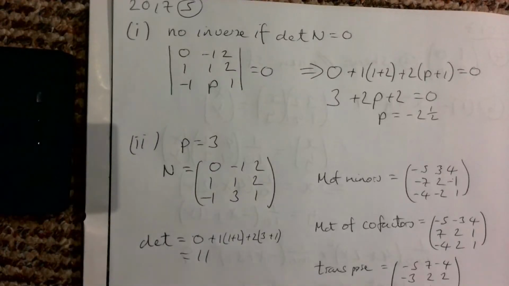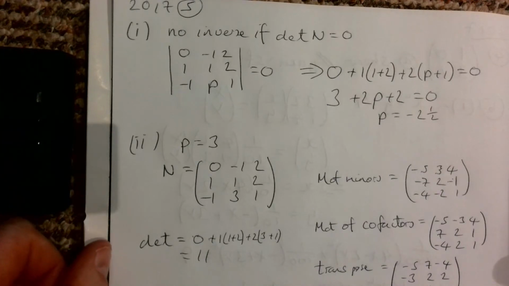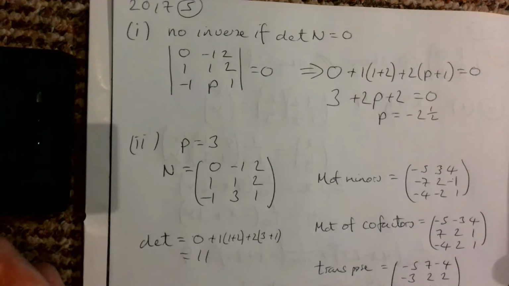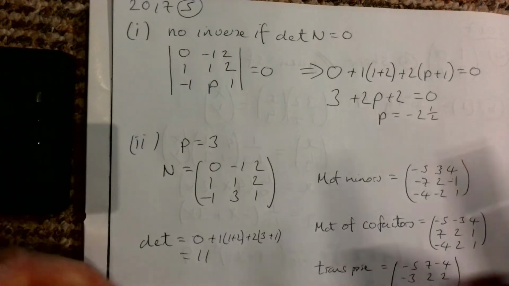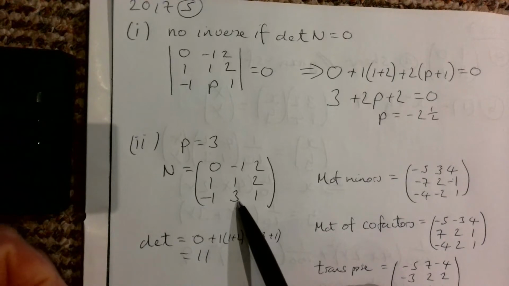Okay, this is a past paper question. It is Matrices, one from 2017, and it's question 5. It first of all says let n equal this here, and it says find the rational value of p for which this matrix does not have an inverse.